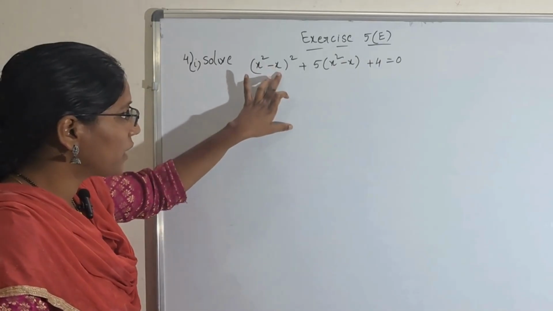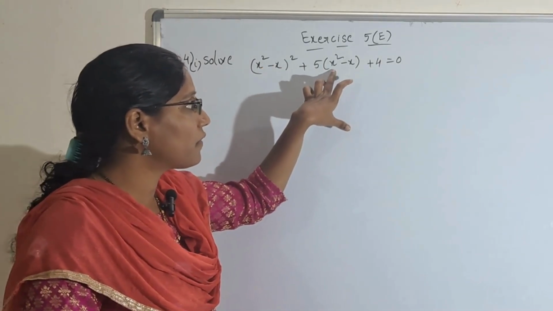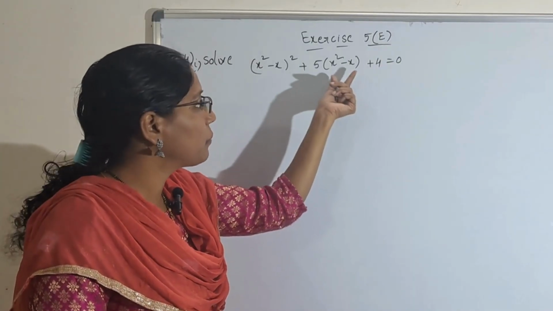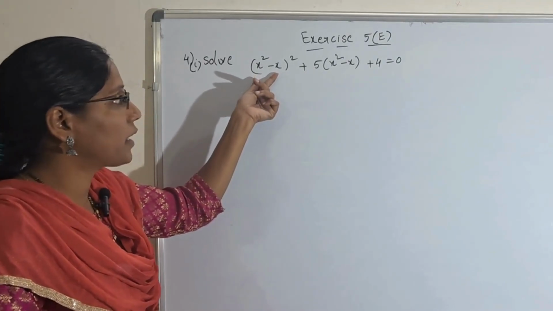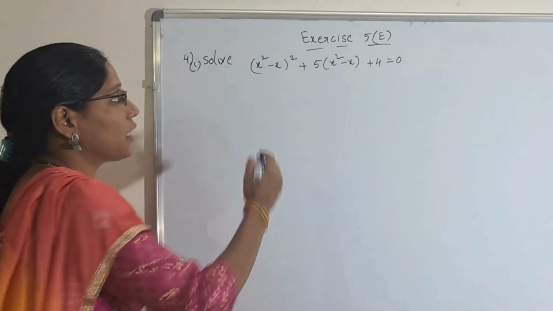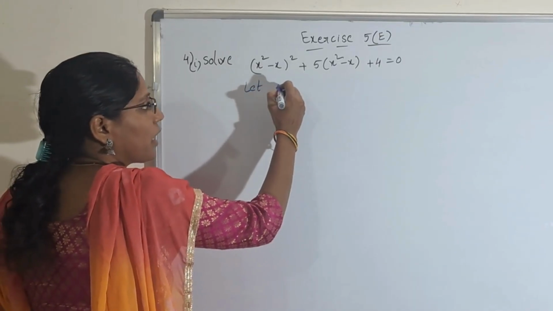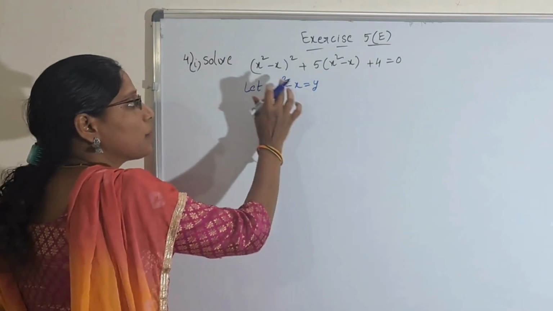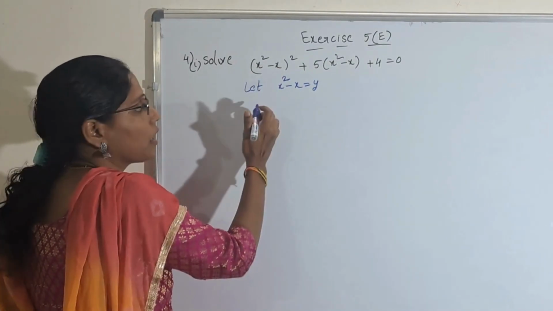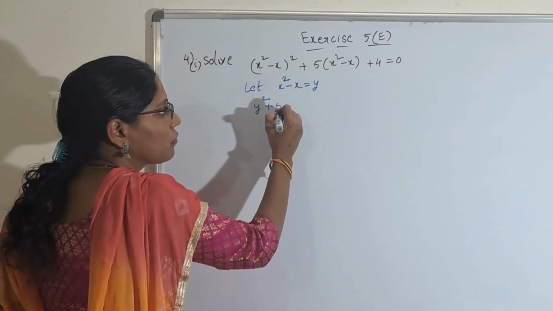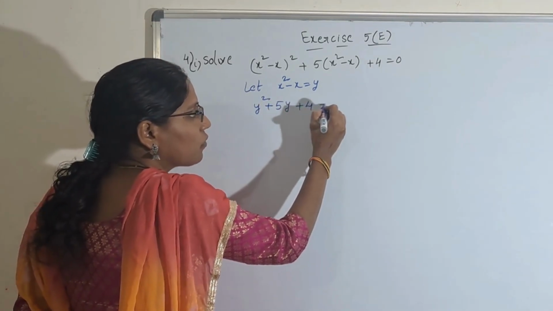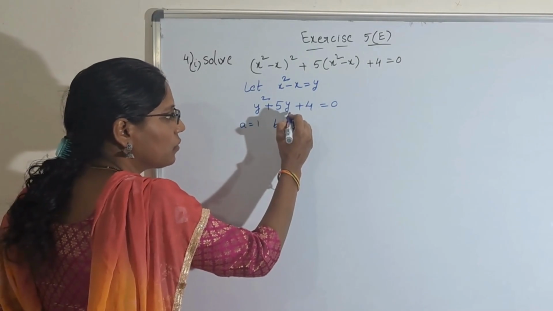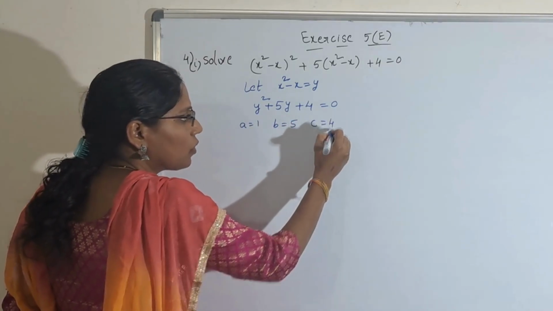Solve (x square minus x) whole square plus 5 of (x square minus x) plus 4 equal to 0. Here we have to observe the bracket value is same, x square minus x. So we have to take, let x square minus x is equal to some y we have to consider. Substitute this bracket value as y. Y square plus 5y plus 4 equal to 0. Here a is equal to 1, b is equal to 5, c is equal to 4.